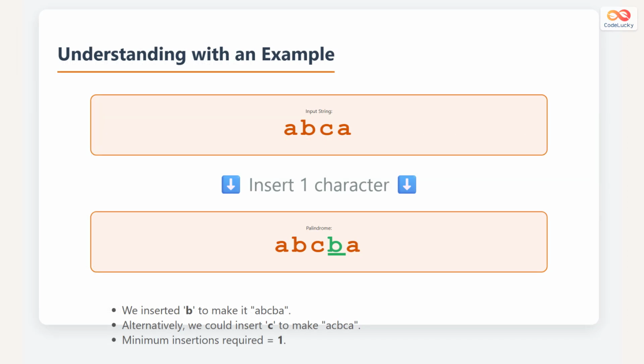Let's look at an example. Consider the string ABCA. This is not a palindrome. However, if we insert a B after the C, we get ABCBA, which is a palindrome. We only added one character. Since we can't do it with 0 insertions, 1 is our minimum answer.